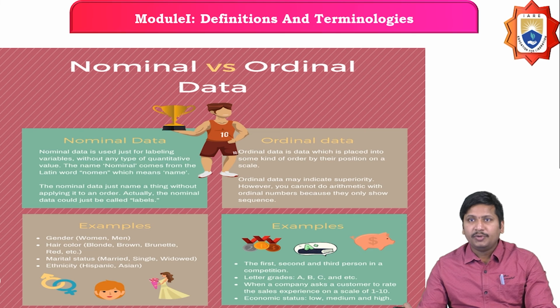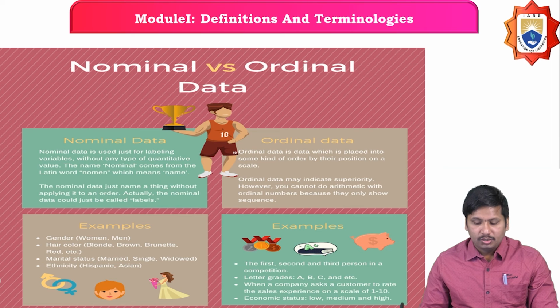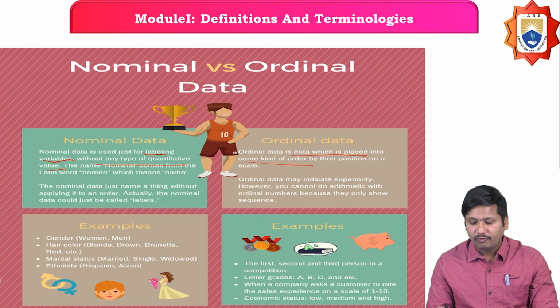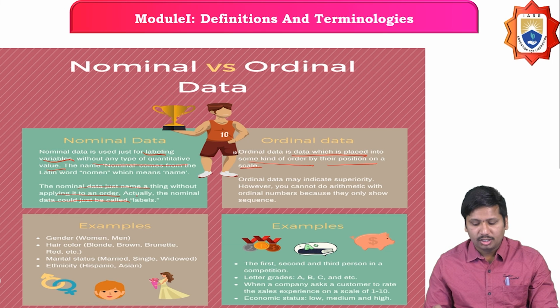And what are the differences between nominal data and ordinal data? That is another question that may come. Nominal data is used for labeling variables without any quantitative value, and ordinal data is placed by its position on a scale. The nominal data is just the name, without applying any order. Nominal data could just be called labels, and ordinal data may indicate superiority. However, you cannot do arithmetic with ordinal numbers because they show only the sequence.